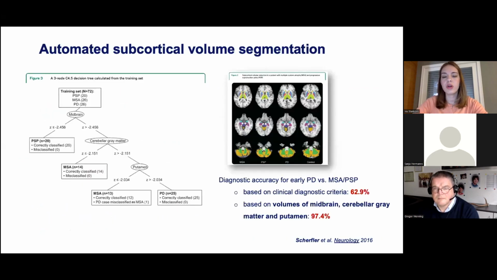Automated subcortical volume segmentation was shown to have a very good accuracy, almost 100% in early disease stages, to distinguish Parkinson's disease from MSA and PSP, and this is based on volumes of midbrain, cerebellar gray matter and putamen.